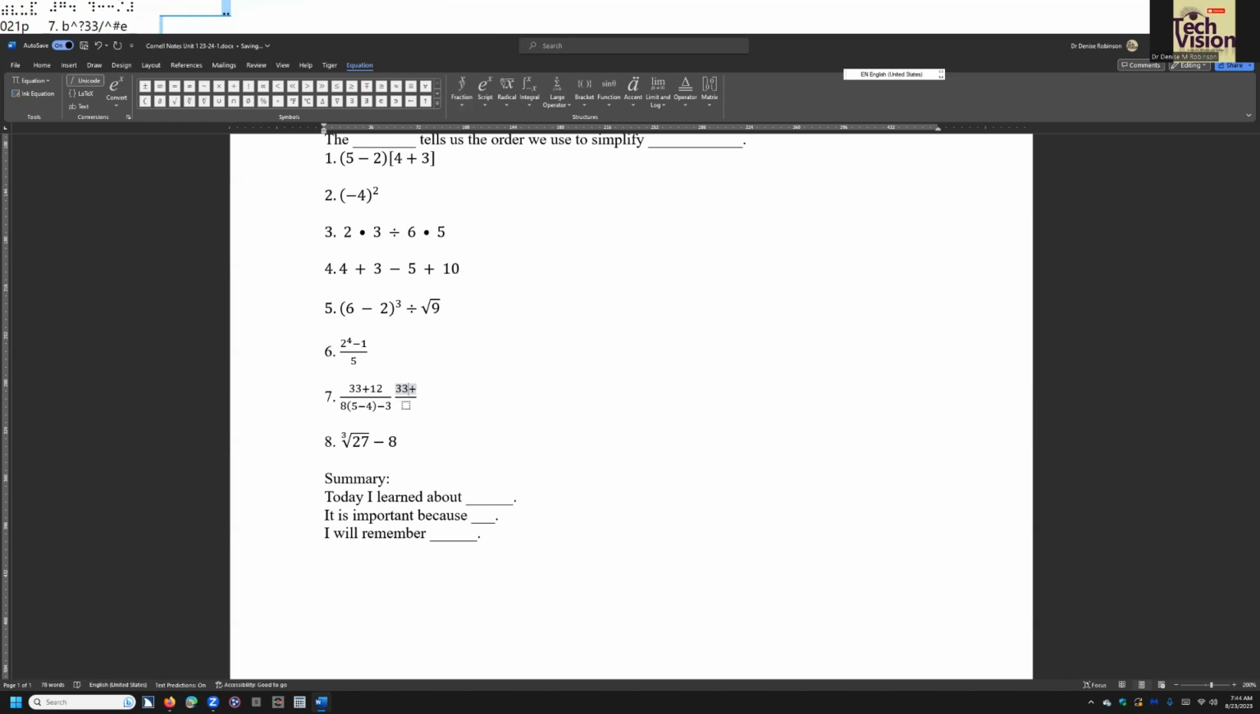33 plus 12, this just makes it really easy. Then fraction, 8, when you're putting it in: left parenthesis, 5 dash 4, right parenthesis, dash 3. You don't have to worry about putting those extra parentheses in there in order to get it to read correctly. So if you do use the menu option, that is really helpful.